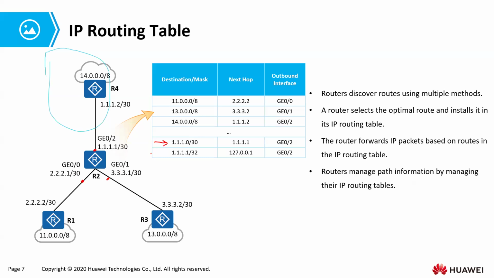Then 222.1, 33.1, I'm not seeing them here. They are not here, so the routing table is not complete. Then there are other networks. Let's look at them, my remote networks. I can see this one, 110.0.0, a remote network.